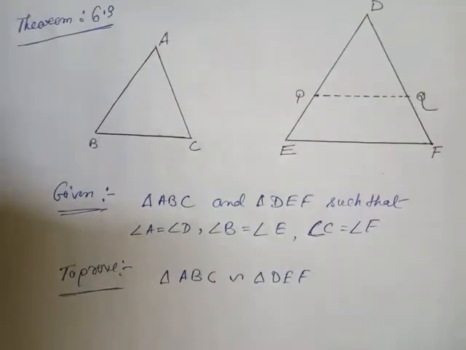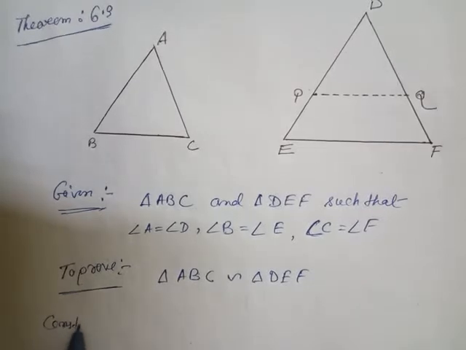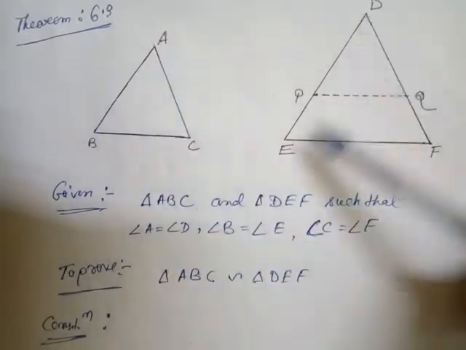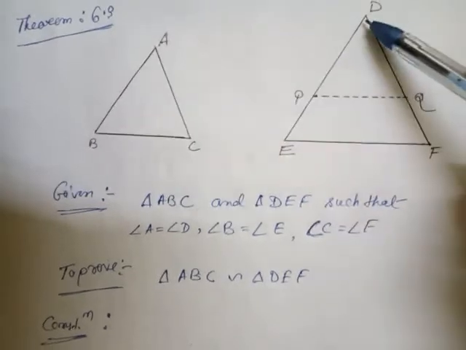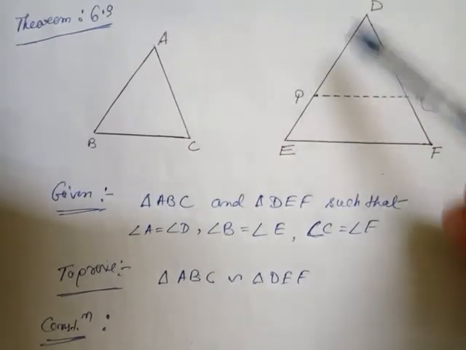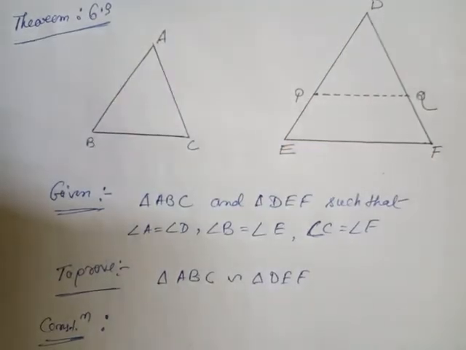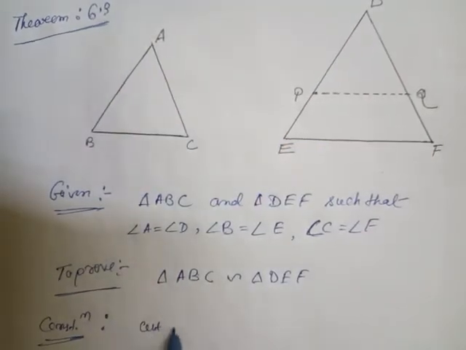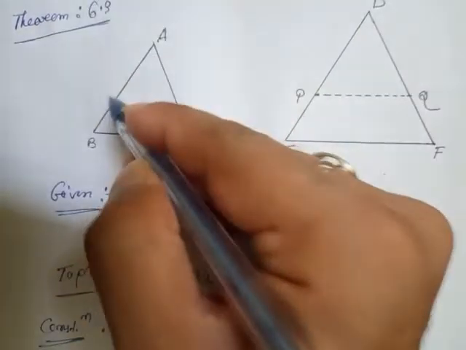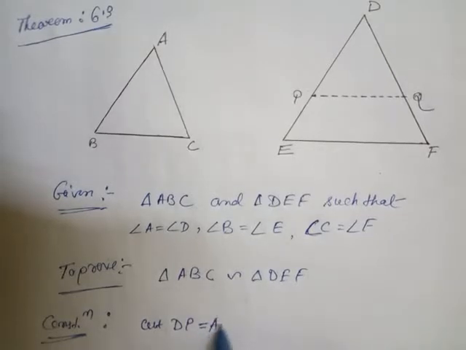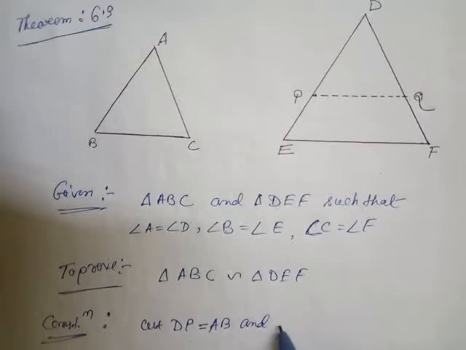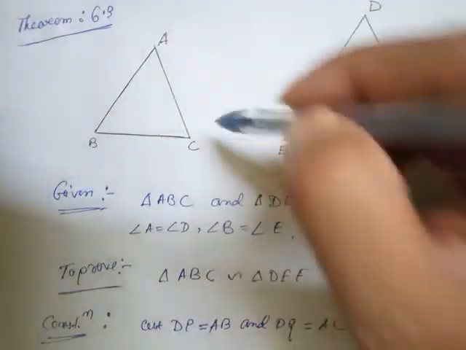Look here student, construction part. Look, this is AB and this is DE. So student, if I cut a piece from DE, in place of DE if I cut here DP which is equal to AB, so we'll write down: cut DP equal to AB, which means this equal to this. Cut DP equal to AB, and DQ equal to AC.